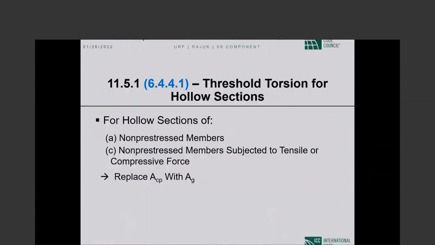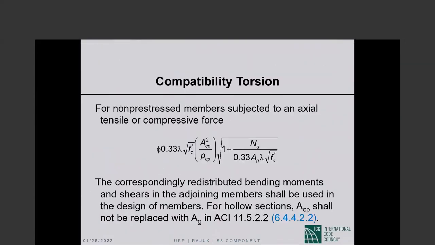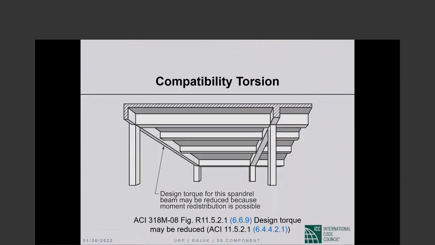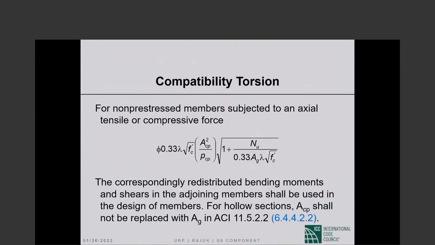But then, when we are designing for torsion, we have compatibility torsion. T sub U is the applied torque. We have chosen to design for T sub CR. The remaining torsion becomes additional bending moment in the structural members that are causing the torsion on the spandrel. In that situation, we shall not replace A sub Cp with A sub G.